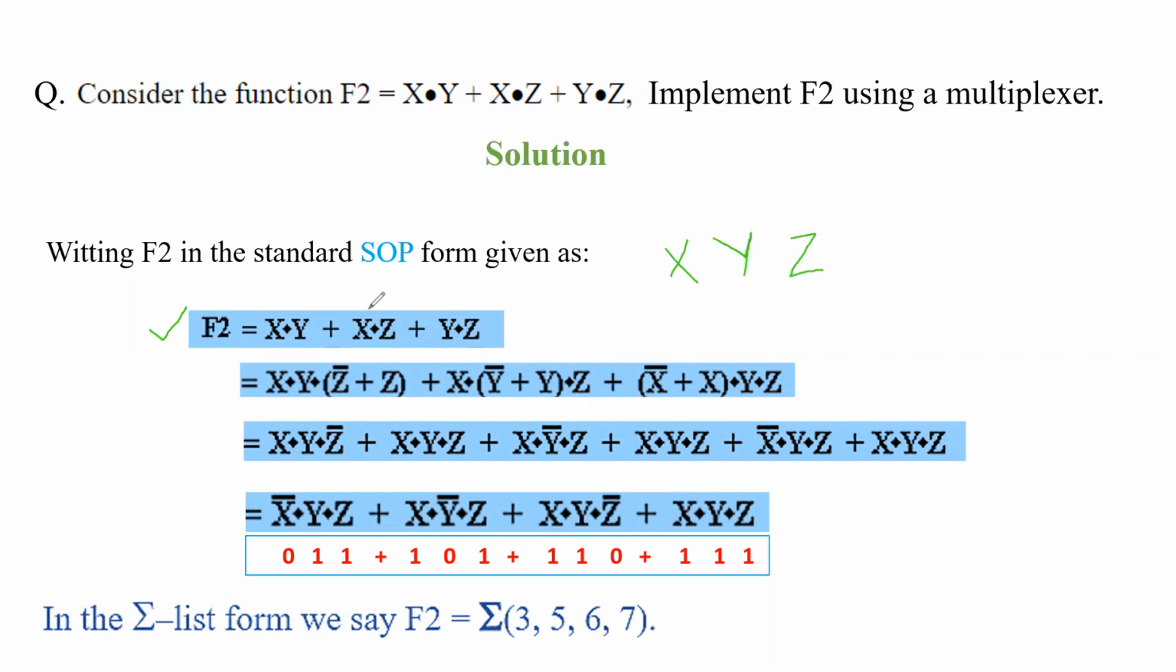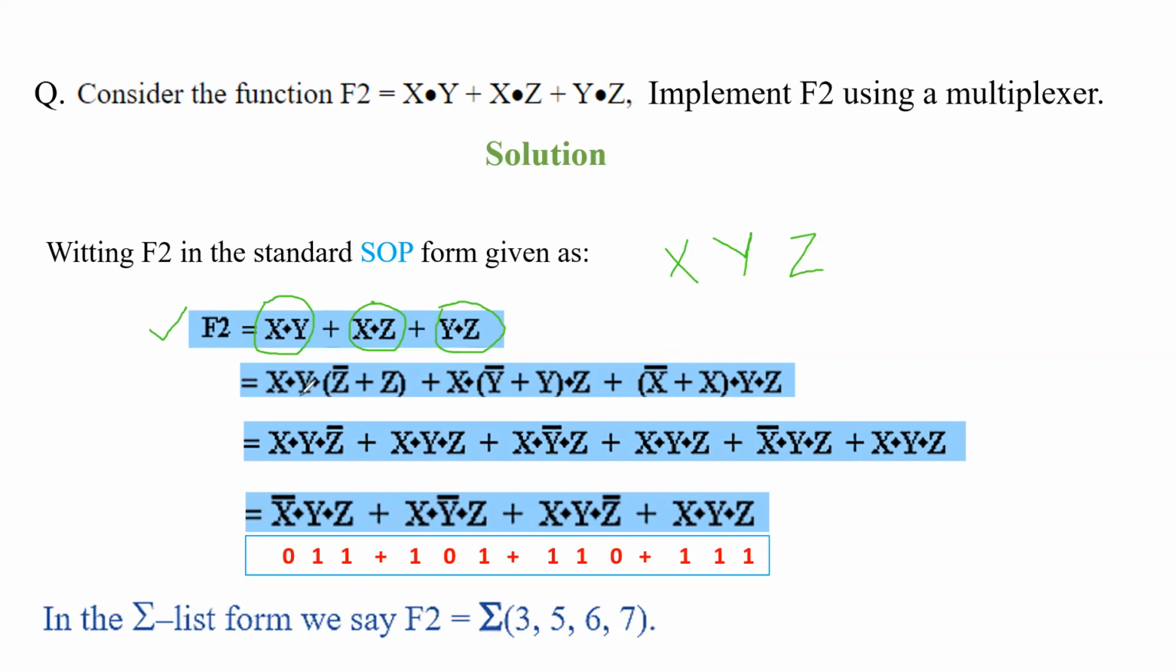So in the first part of this expression, there is x and y, so z is missing in the first part. In the second part, there is x dot z and y is missing. And in the third part, there is y dot z and here x is missing. So to add the missing term and write it in the standard form, we will multiply it with the addition of that variable with its complement.